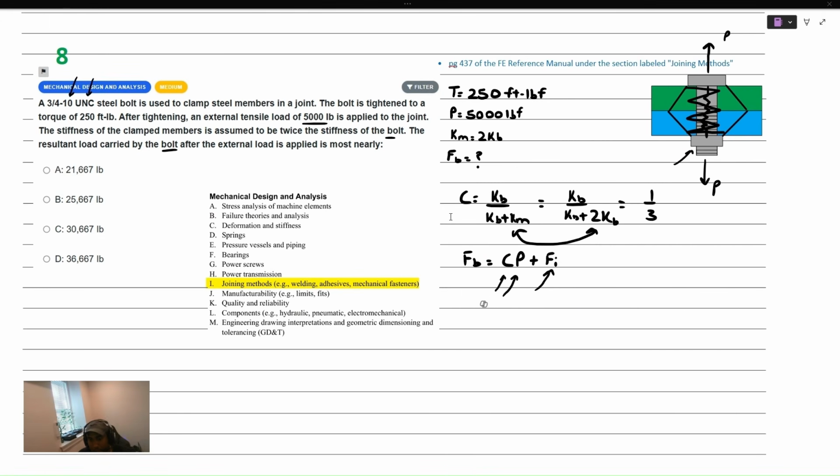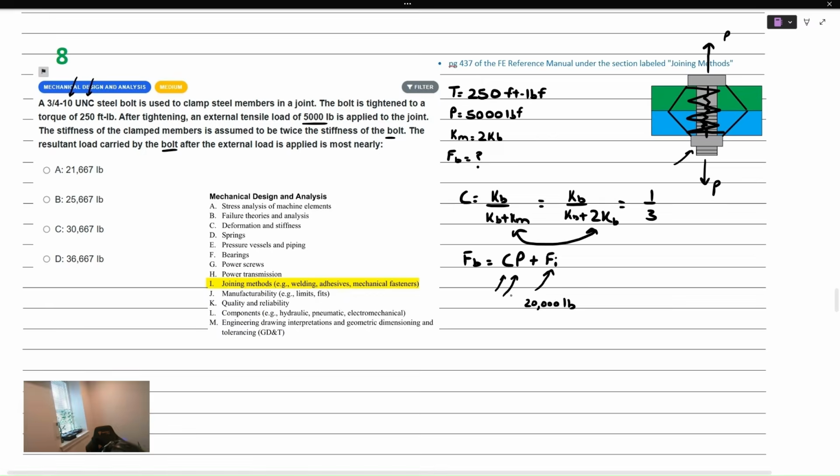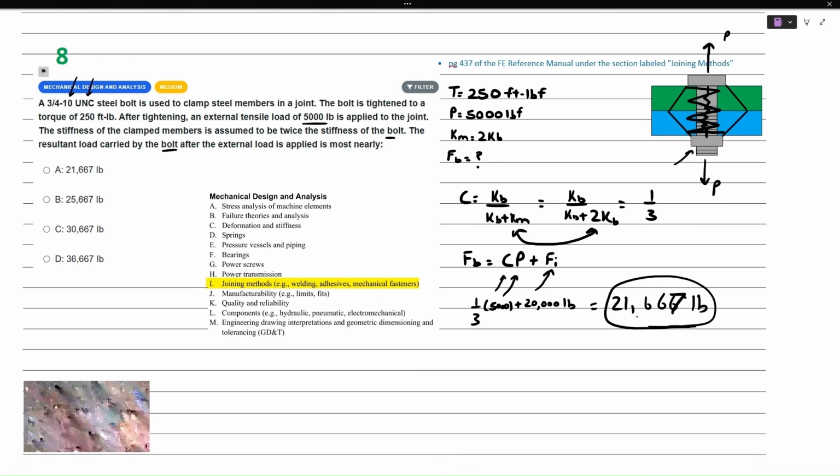Let's go ahead and go back to the problem here. We understand that the preload, which came from that torque tension relationship here, is equal to 20,000 pounds. The portion of the externally applied load that's going to go into the bolt, that's categorized by the joint coefficient, was 1/3, and the external load is 5,000. 20,000 plus 1/3 of 5,000 is 21,667 pounds. That is answer choice A here.